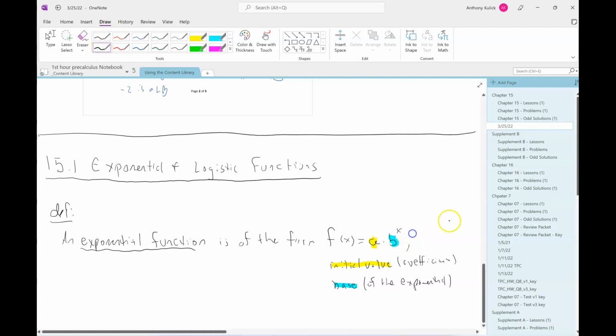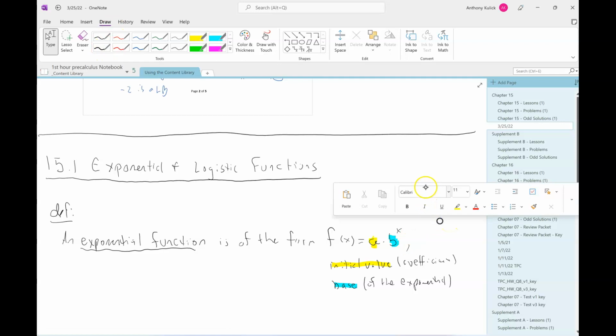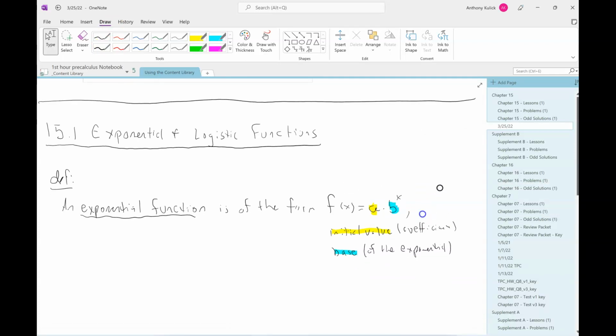And I guess you really need to be a little bit careful here, because that value for b has to be positive and not equal to 1. Should make sure I get those on there also. Let's think for a moment here why the base is required to be positive and not equal to 1.